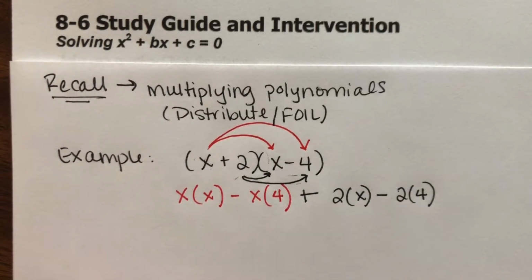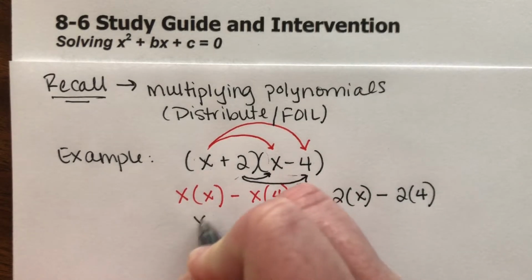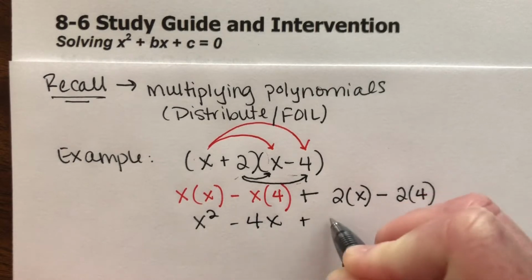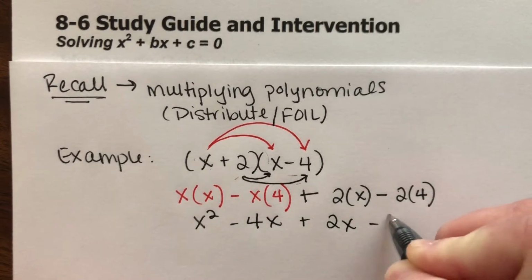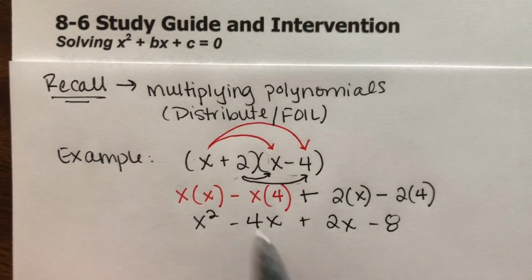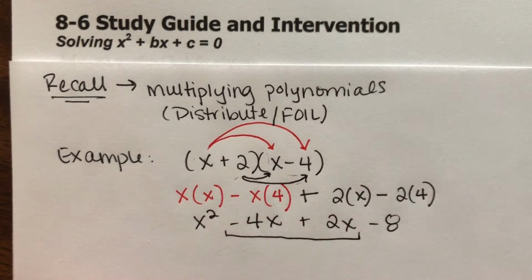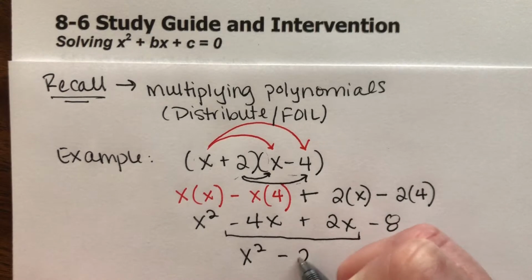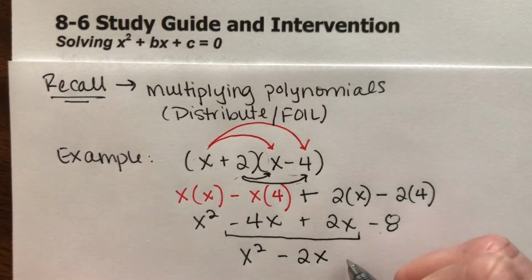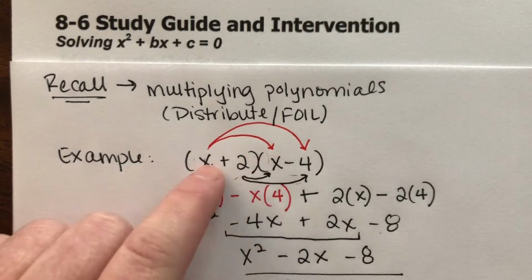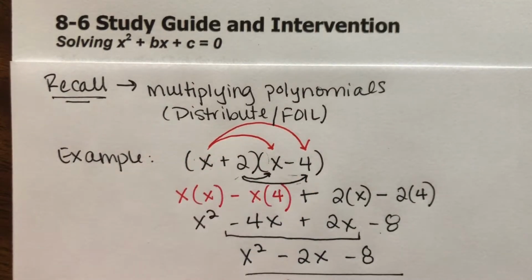All right, so then we simplify. So this is x squared minus 4x plus 2x minus 8. And then the last step is we combine the two middle terms, the two like terms, these two. So we get x squared, negative 4x plus 2x is negative 2x, and then minus 8. So this is our answer, right? Whenever you multiply two binomials, you get a trinomial.